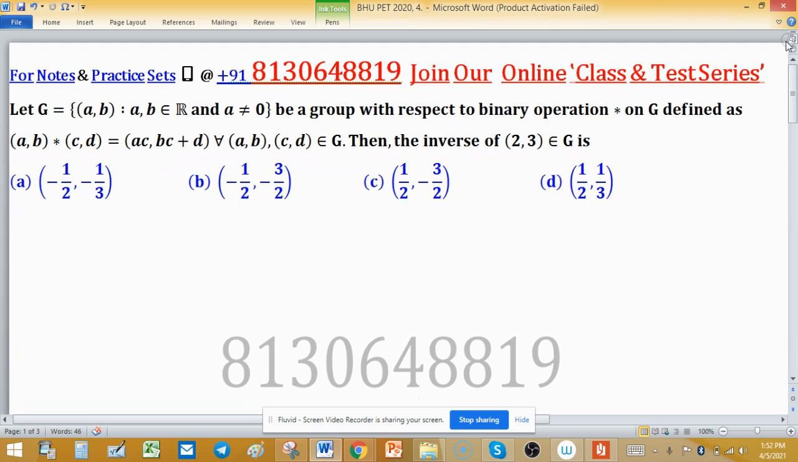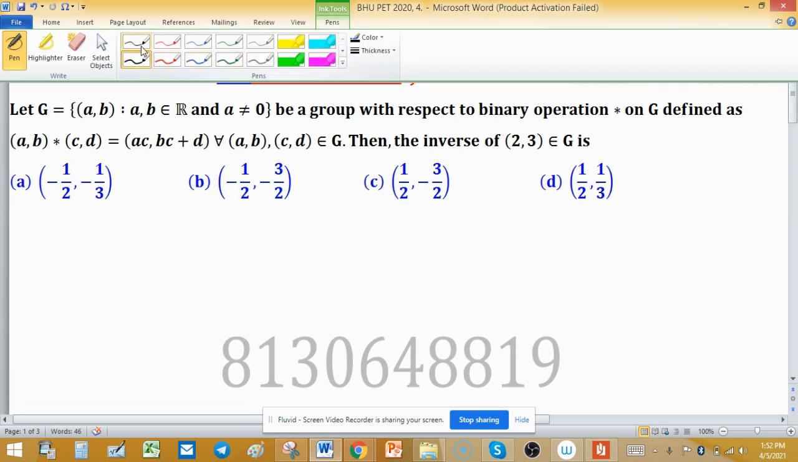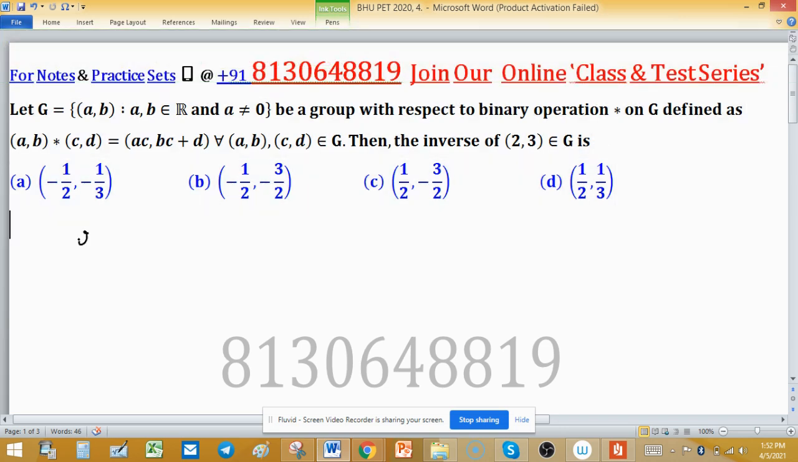We are finding the inverse of a particular element, (2, 3). The inverse of (2, 3) we have to find out. So question mark. We can only find the inverse whenever we know or have an idea about the identity element. Now, what is the identity element? The identity element of this group G, and we know that the identity element is unique. So first we are going to find the identity element.